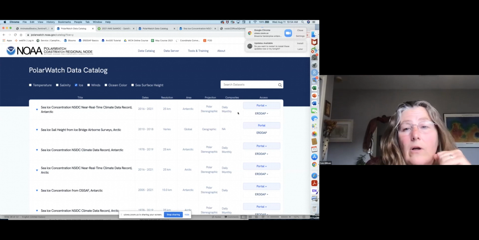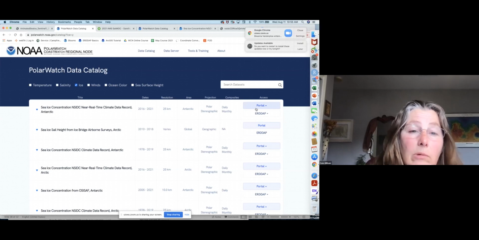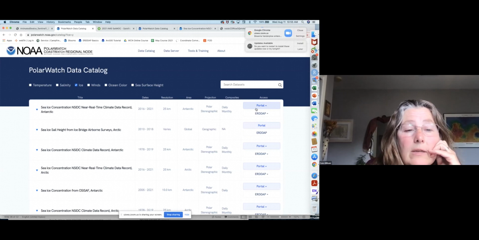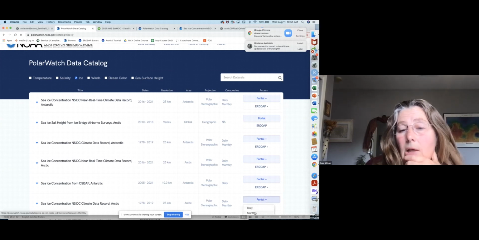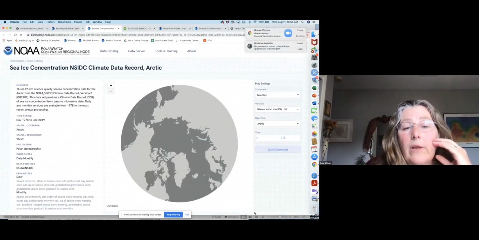This gives us a listing of all of the ice products we have. We have near real-time data. We have climate data records, which are data that go back the longest, and that's what we want to look at. We're going to want to look at sea ice concentration from NSIDC. We want the climate data record, but not from Antarctica. We want it for the Arctic, and that is down here. So I'm going to go to the portal. We have this in a daily or a monthly file, and we want the monthly file because we're going to be looking at a lot of data.